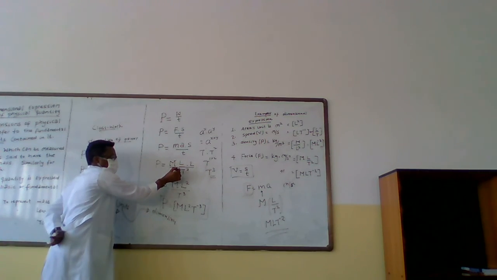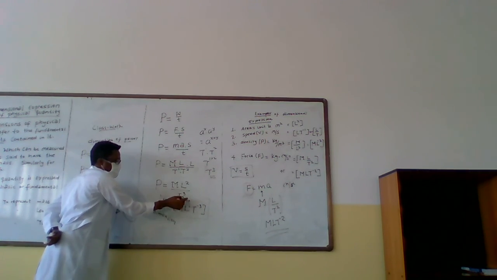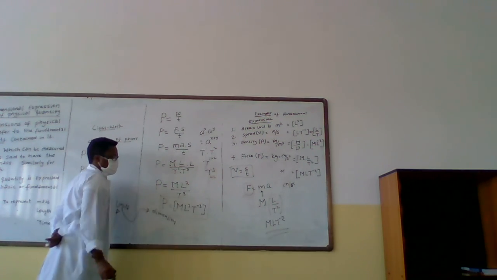This has 1, that's why when we add it we get 3, but when you bring it up as a numerator it becomes minus 3.